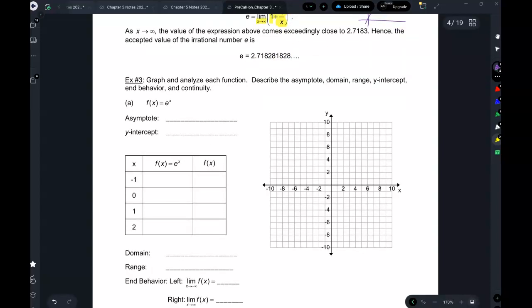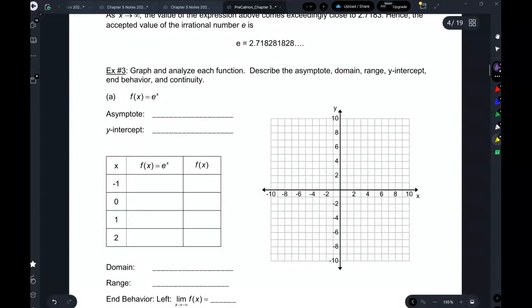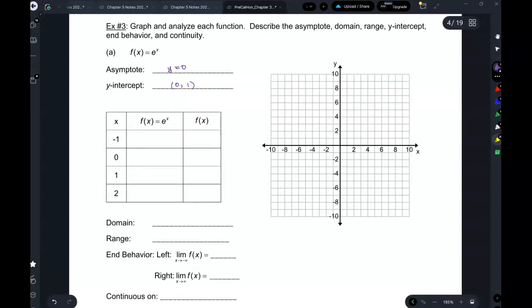To graph e to the x, it's the same exact thing, but usually these are calculator questions. The asymptote is still y equals 0. The y-intercept, e to the 0, is still 1. And this is still growth, so I use these same numbers to graph these.